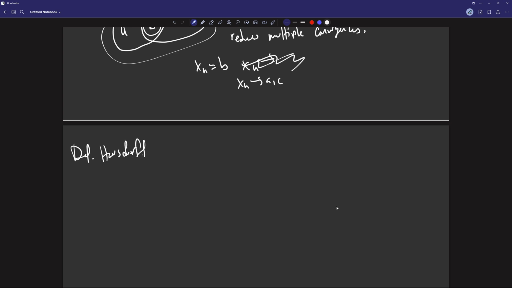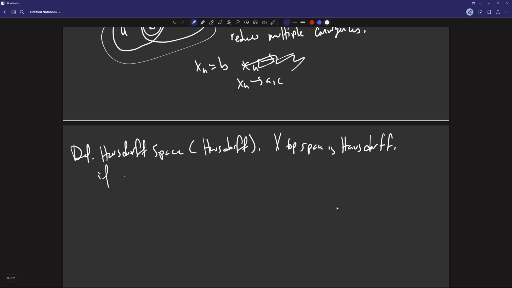Hausdorff space. And generally, whenever you see people talking, you will always see it referenced as just Hausdorff. So, X top space is Hausdorff if for all x1 and x2 in X distinct, there exist U1 and U2 neighborhoods that are also disjoint.